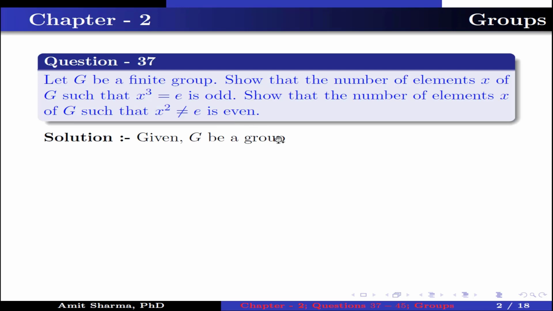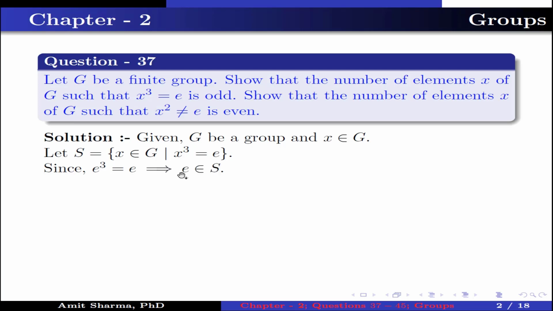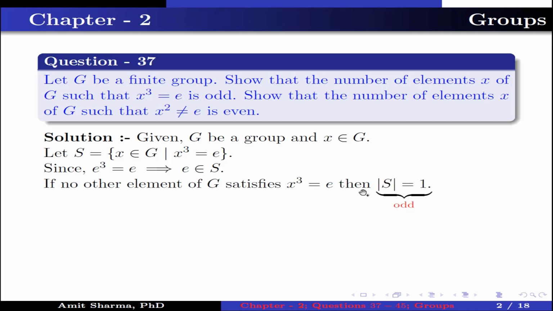Now, given G is a group and x belongs to G, let S be the set containing the elements x belonging to G such that x cube equals identity. Since E cube is equal to E, or identity cube is equal to identity, this implies E belongs to S. If no other element of G satisfies x cube equals identity, then the cardinality of S is equal to 1, which is an odd number.